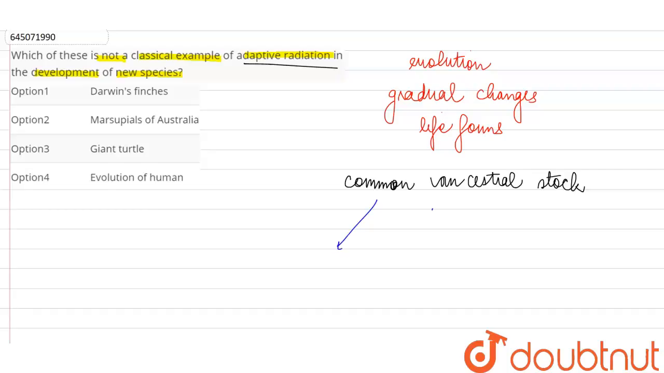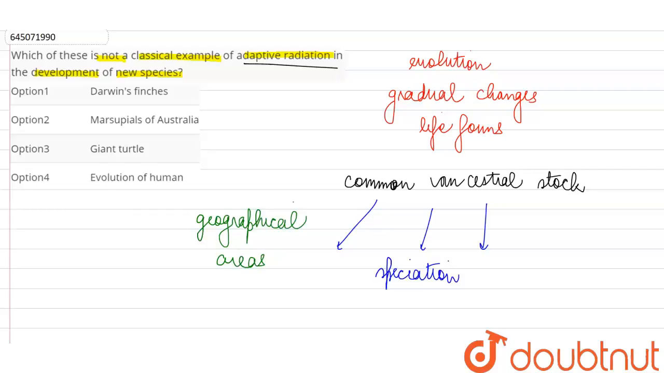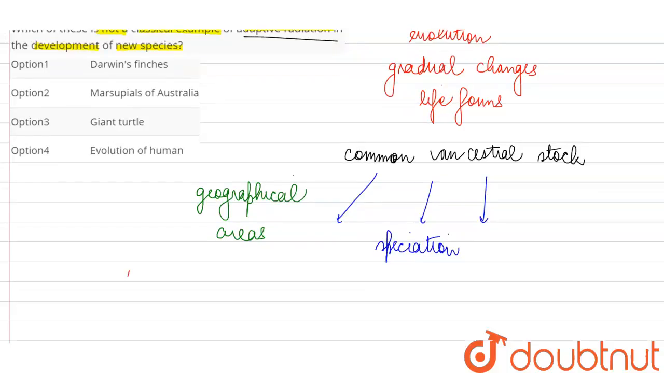So from a single organism, when different species are formed, how? Slowly, the single ancestor starts to evolve into different groups that are living in different geographical areas. So when they get distributed in different geographical areas, they start living in different habitats. Then they are going to face different selection pressures also. So their entire evolutionary process starts moving along different directions.